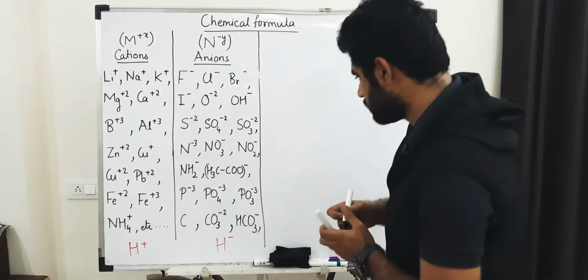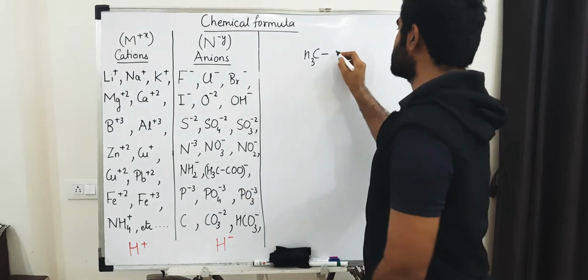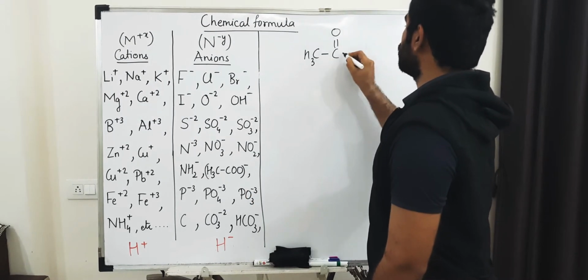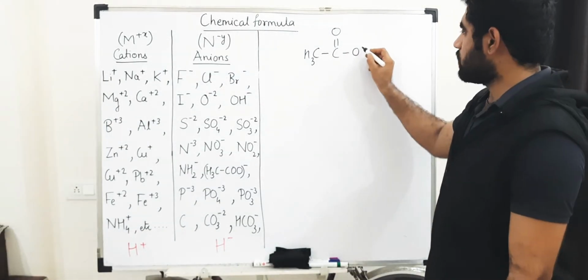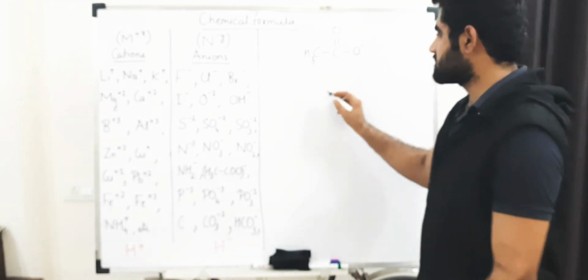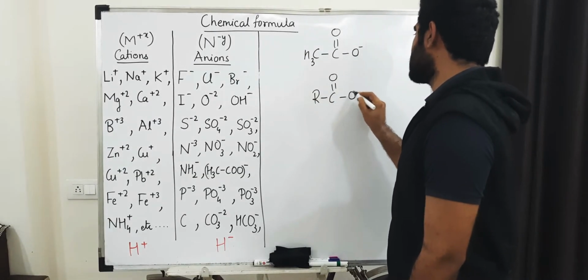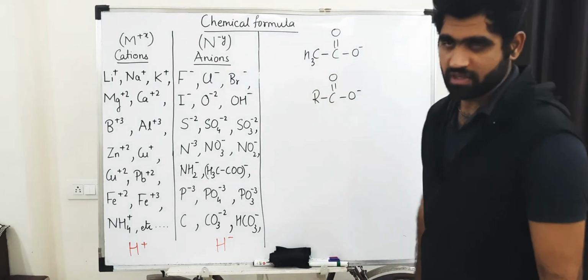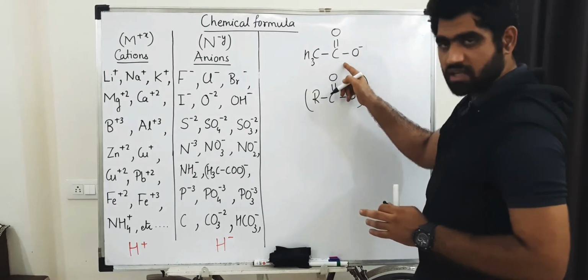One more thing: if you see here, acetate ion is written as CH3COO minus. How is that? C double bond O, single bond O. So you can see this oxygen is connected only by a single bond. So one bond is remaining, so minus. Therefore CH3COO minus. This can also be written as RC double bond O minus. Instead of the methyl group, you can take any group R. Then this becomes the acetate group.